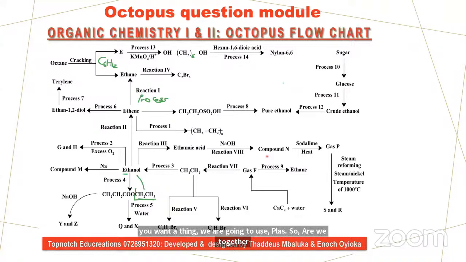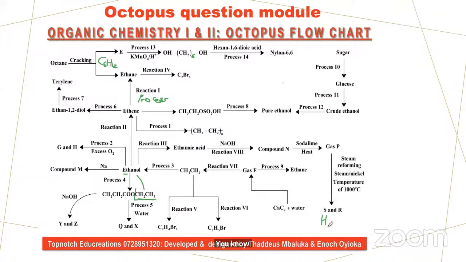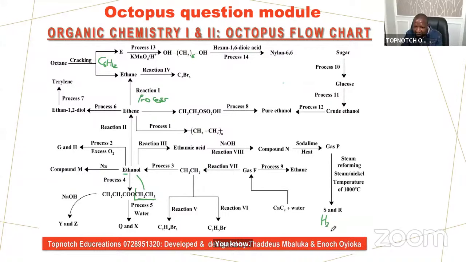Yes. But then it undergoes steam reforming in the presence of a nickel catalyst, temperature maintained at 1000, to get two products, which is what? Hydrogen gas. Hydrogen gas plus what? Plus carbon monoxide.